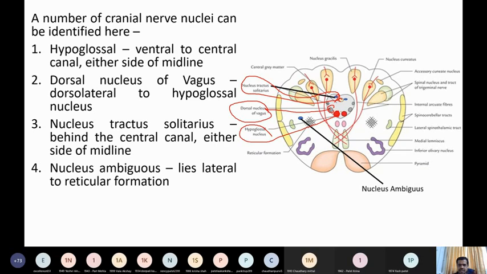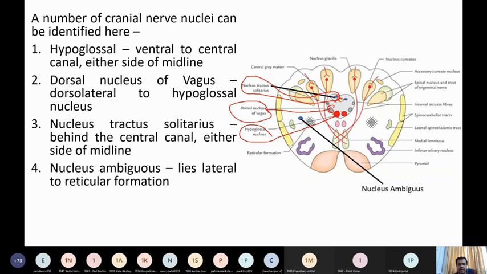Vagus nerve, dorsal nucleus of vagus nerve. From this, the vagus nerve arises. From the nucleus of the tractus solitarius, a few fibers of the glossopharyngeal nerve and a few fibers of the vagus arise. Most of the fibers concerned with the taste sensation end up in the nucleus of the tractus solitarius. Clear? Now, there is one more nucleus, the nucleus ambiguus.